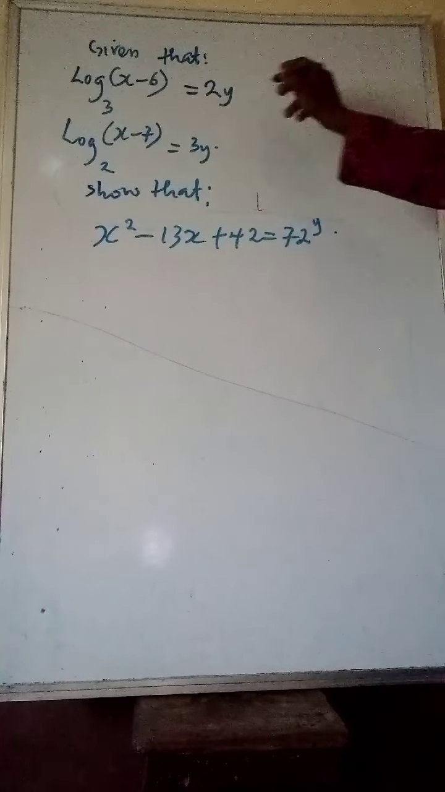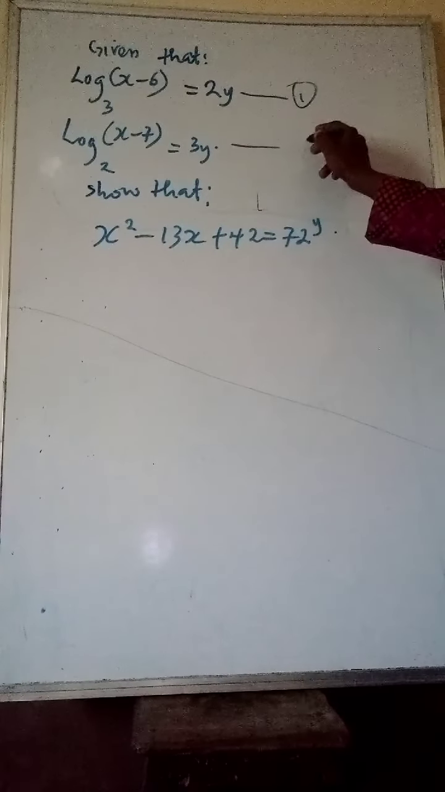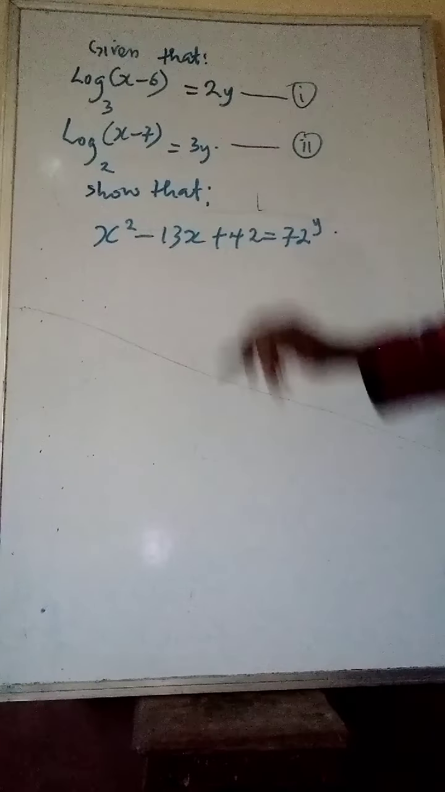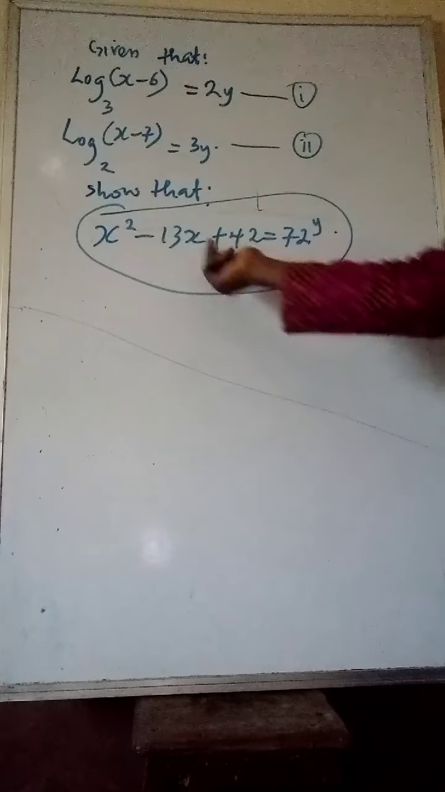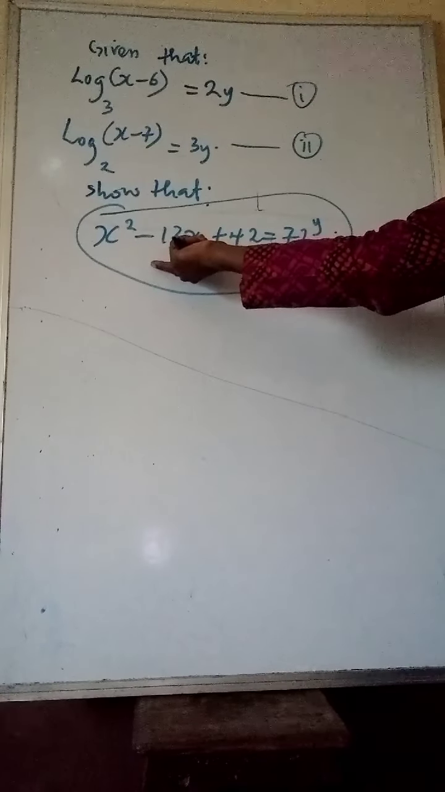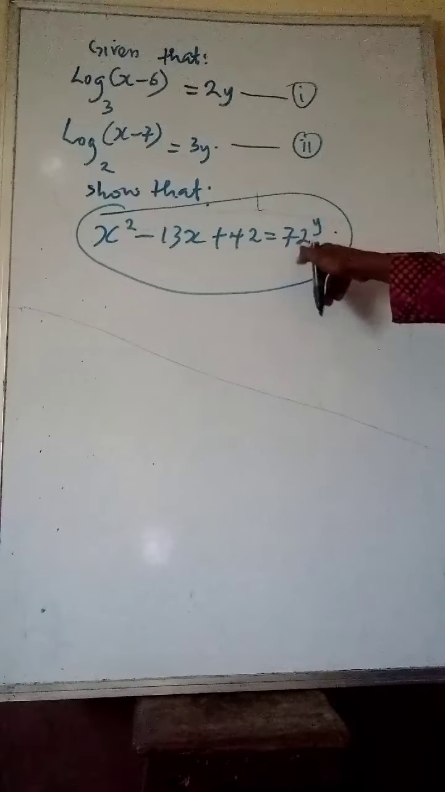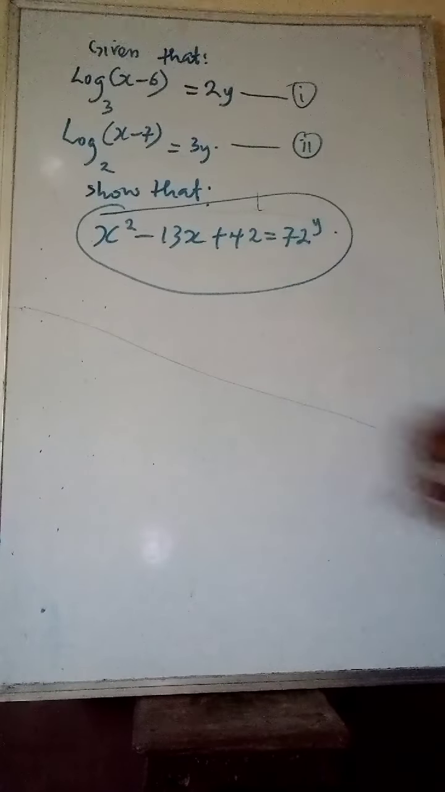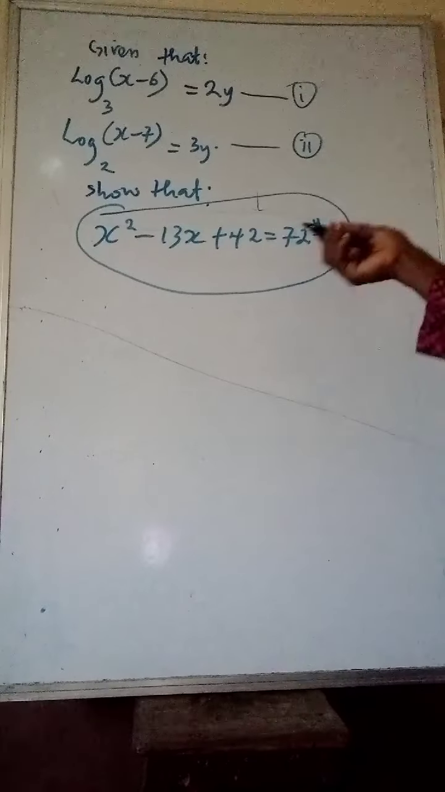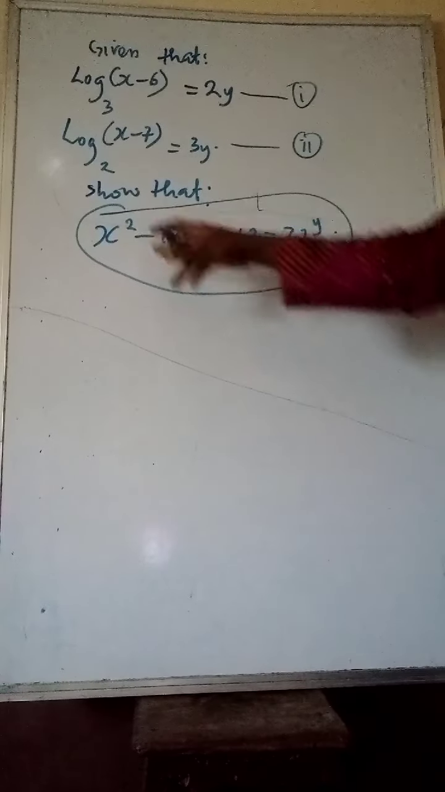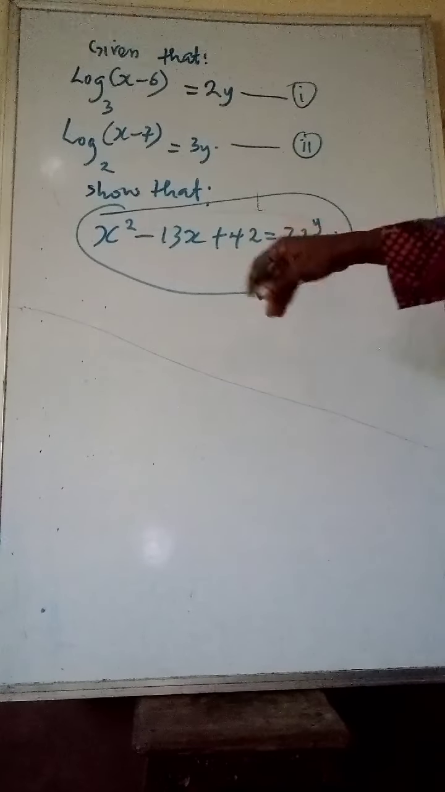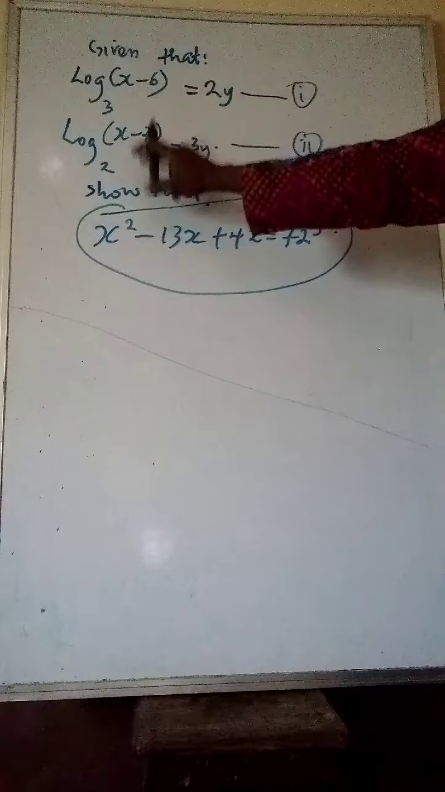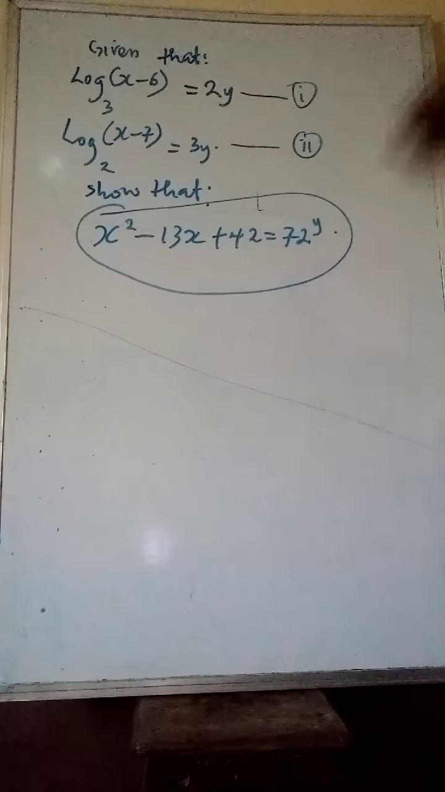Okay, let me call this one equation 1 and this one equation 2. I want to show, that means to prove, that this quadratic expression equals 72 raised to the power of y, which is an indices. Okay, how do I go about it? Since the result I want to get has nothing to do with logarithm, I should find a way to remove logarithm from equation 1 and 2 by employing one of the laws of logarithm.